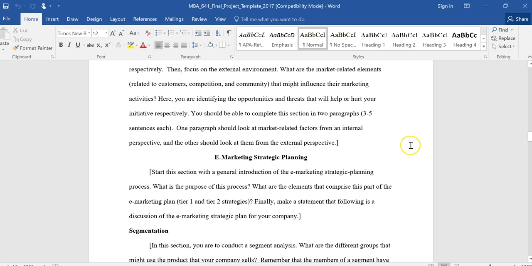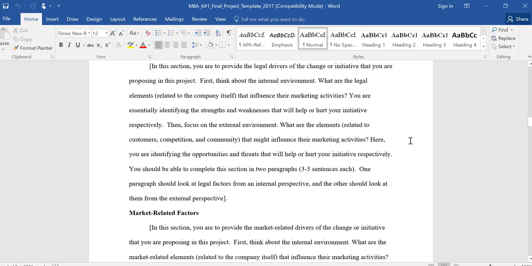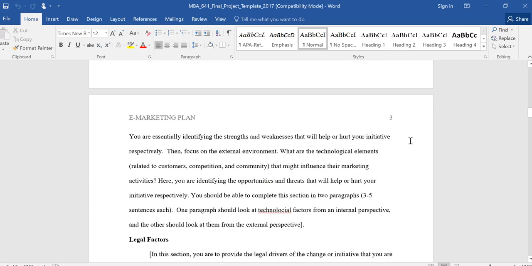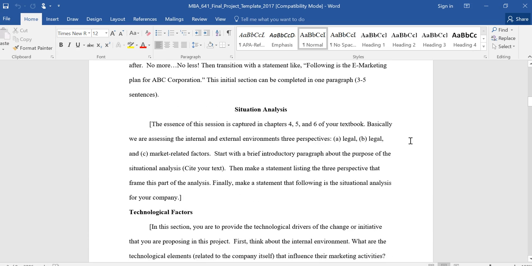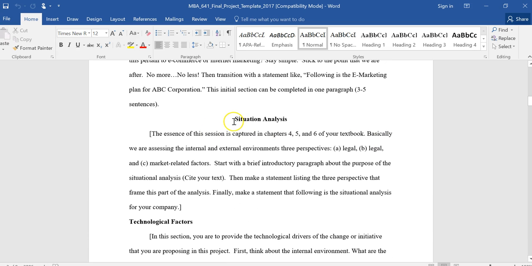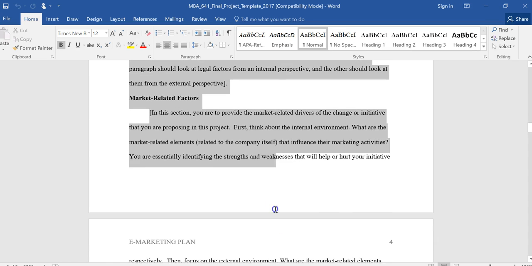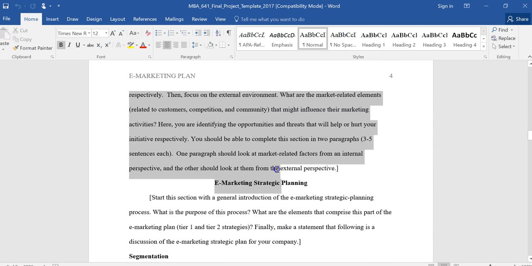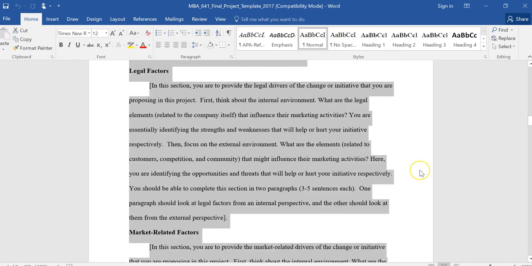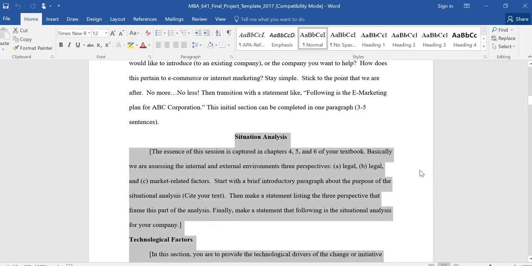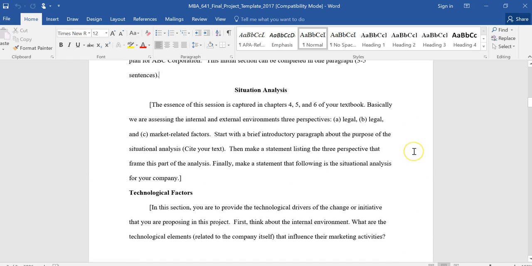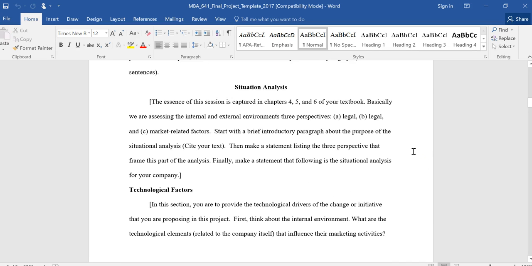In Module 2, we're going to be doing our situation analysis for the project that we're doing. And that's going to consist of everything from here all the way through the market-related factors, right? So we're going to end before we get to the e-marketing strategic plan. Now, there are a couple of elements here. There's going to be basically 4 elements to this project.